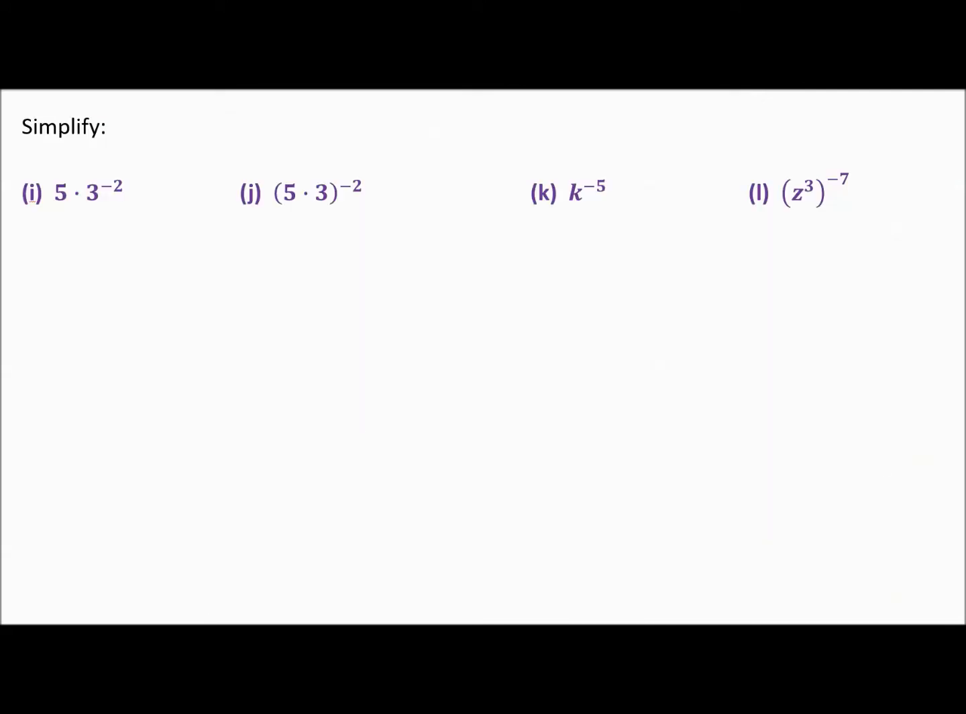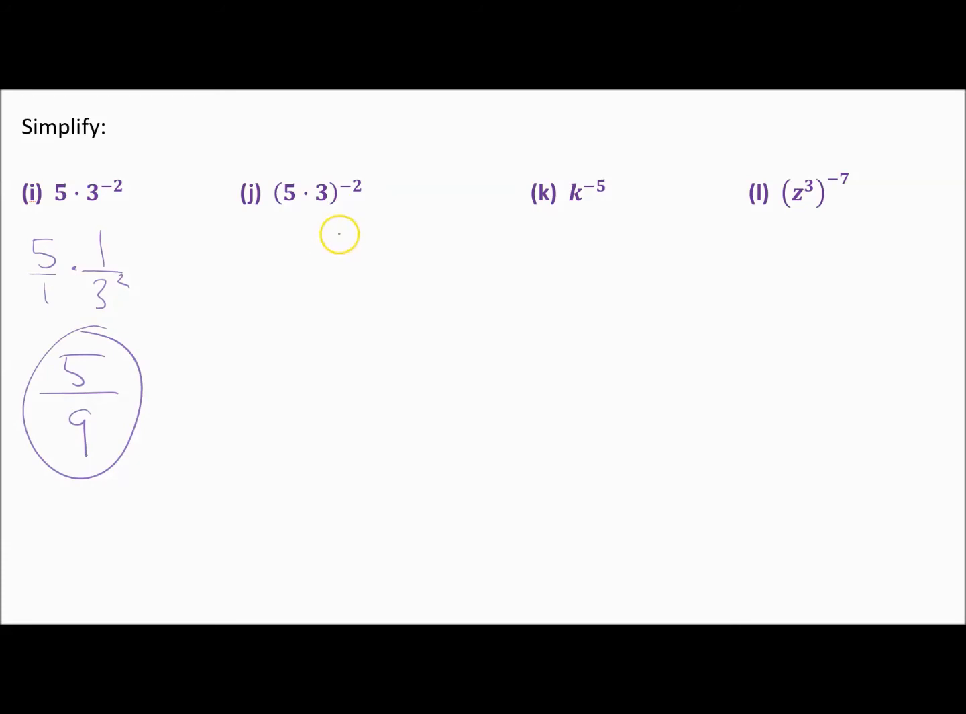Now look, I've thrown in some multiplication. So again, this negative 2 only applies to the 3, so the 5 stays where it is. And this 3 to the negative 2 is 1 over 3 to the positive 2. And you can think about this as 5 over 1. So 5 times 1 is 5. And 1 times 3 squared is 1 times 9, which is 9. So 5/9 is my final answer there.